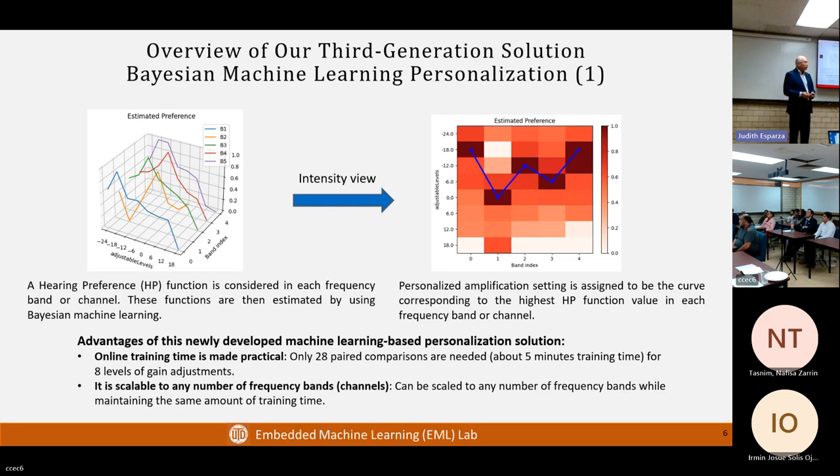What are the advantages of this new machine learning approach? Online training, as I mentioned earlier, can be done quite fast. With only 28 paired comparisons for 8 levels of the hearing preference function, we can do it in less than 5 minutes. And it's scalable to any number of frequency bands or channels. Some hearing aids use 9, some use 11, 16, or 21 frequency bands, so it doesn't matter. It takes the same amount of training time for different types of hearing aids.